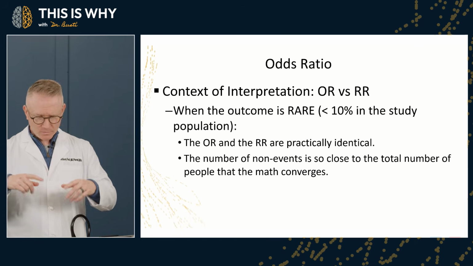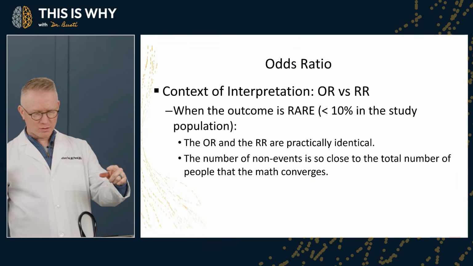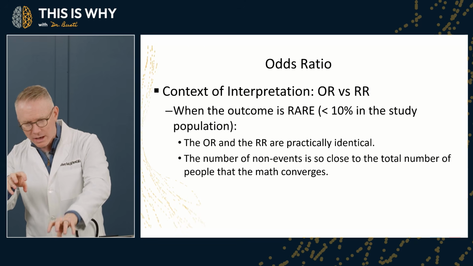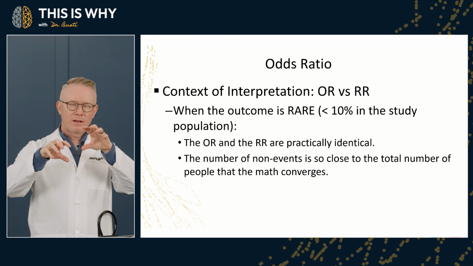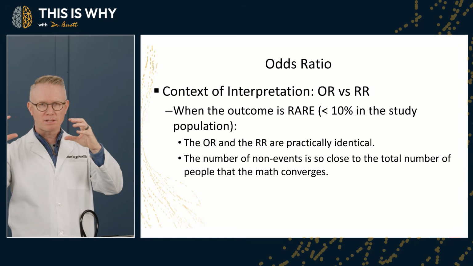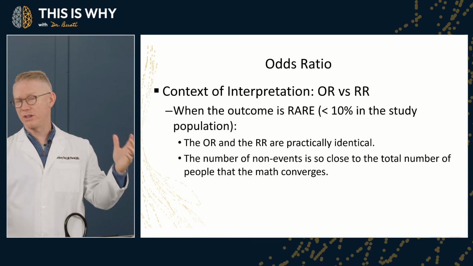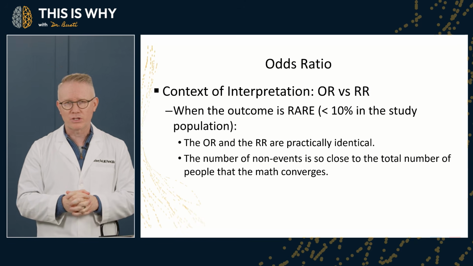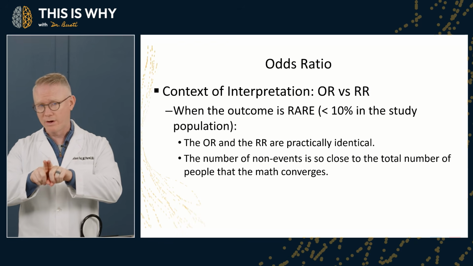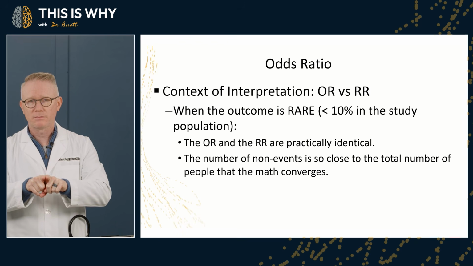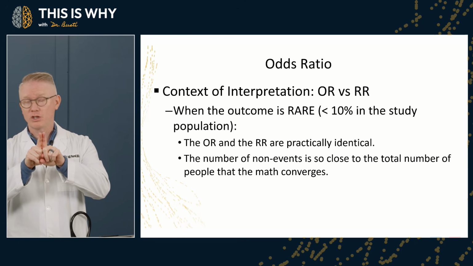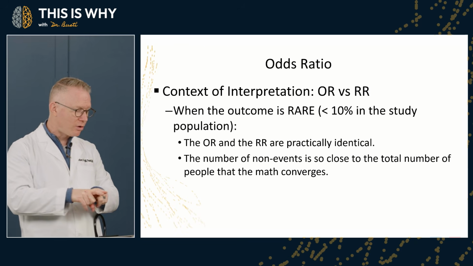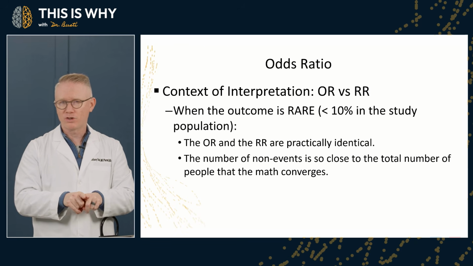And so when we come back to odds ratios and relative risk, again, we're stepping back. We dove down just a little deep for a minute there. Now we're coming back out of the topic, and we're thinking about odds ratios and relative risk. And again, when the outcome of the thing that you're studying is very rare, usually less than 10% of the study population, then the odds ratio and the relative risk will actually start to look the same. Okay, so that's another important thing in interpretation. The number of non-events is so close to the total that the math basically converges.